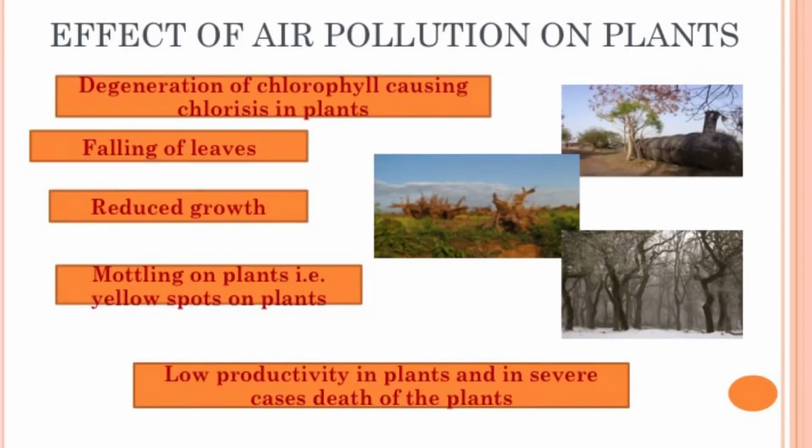Gaseous pollutants not only affect our health, they also harm our plants. Degeneration of chlorophyll causing chlorosis in plants is one of the effects. Falling of leaves, reduced growth of the plants, mottling on plants, that is yellow spots on plants, low productivity in plants, and in severe cases the death of the plant occurs.